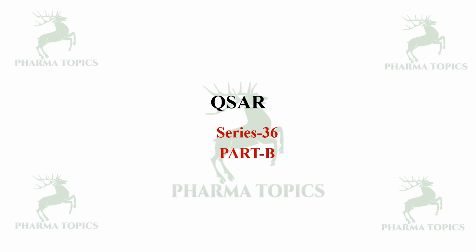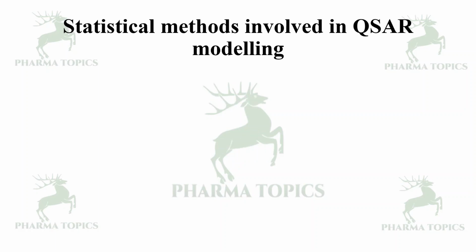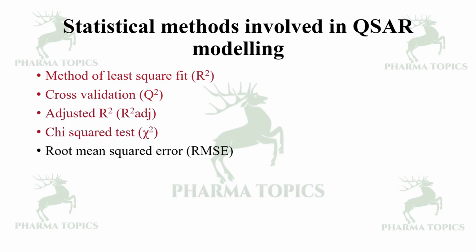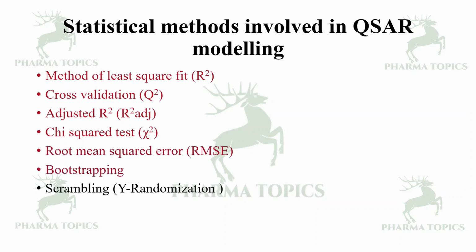In the previous video, we have seen the basics of QSAR. In this, we will be discussing the statistical methods, the 3D QSAR, CoMFA and CoMSIA. Let us see the statistical methods involved in QSAR modeling. One is the method of least square fit, that is R square; cross validation, that is Q square; adjusted R square, that is R2 adjusted; chi-square test and root mean squared error; bootstrapping; and scrambling, that is called Y randomization.